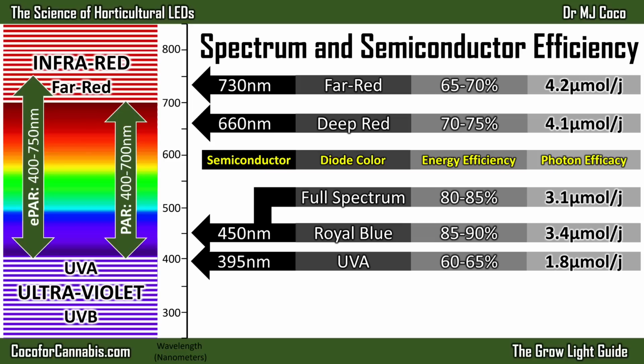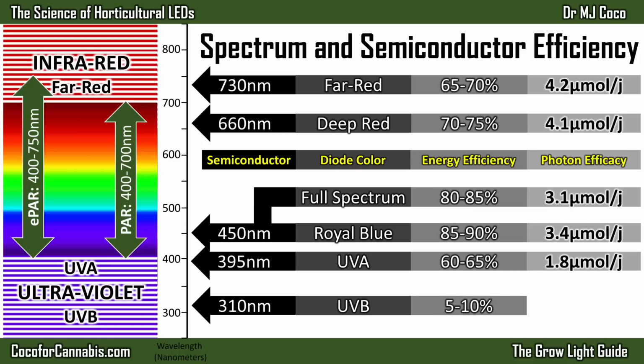As we go to shorter wavelength semiconductors, the efficiency plummets. UVB semiconductors at 310 nanometers have an energy efficiency of only about 5%. In February 2022, the research team of Kahn et al. published new record-setting results. By improving the distribution of the doping element in the P-type material, they were able to achieve 9.5% efficiency with a 310 nanometer semiconductor.